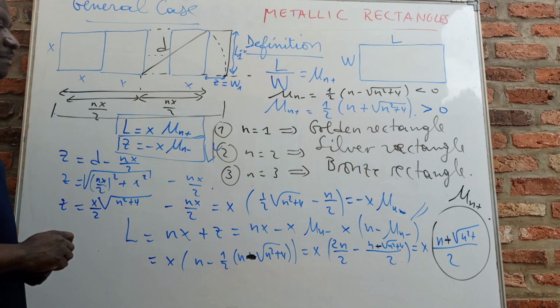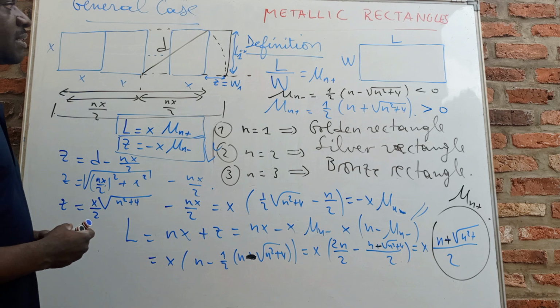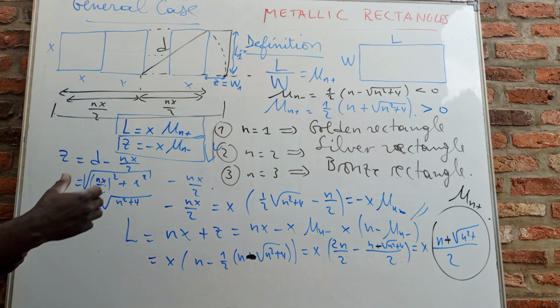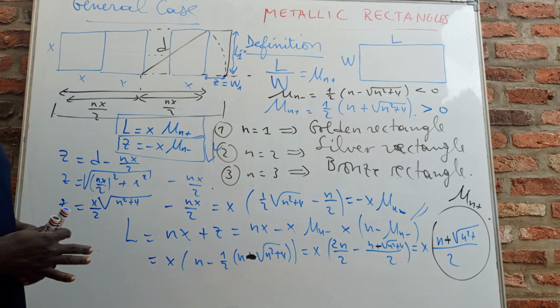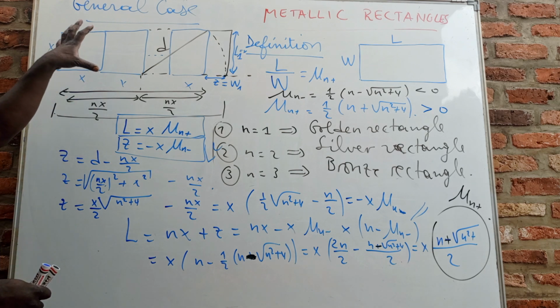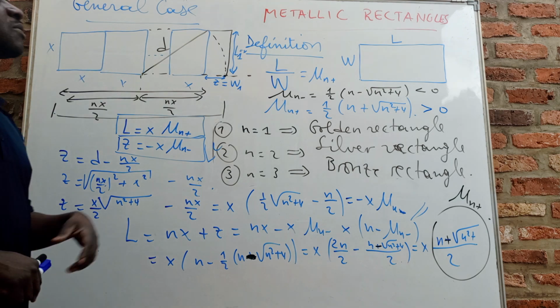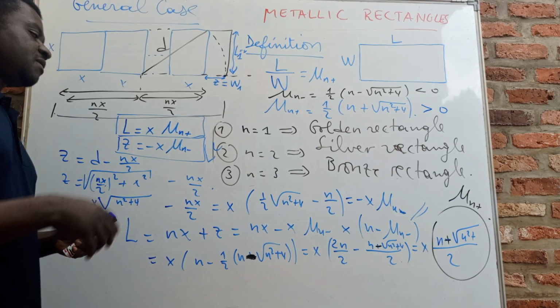So why is this so important? These metallic rectangles appear in what is known as the logarithmic spiral. You can even call it a metallic spiral, as long as such rectangles are involved. We shall be talking about this logarithmic spiral in our video to come.